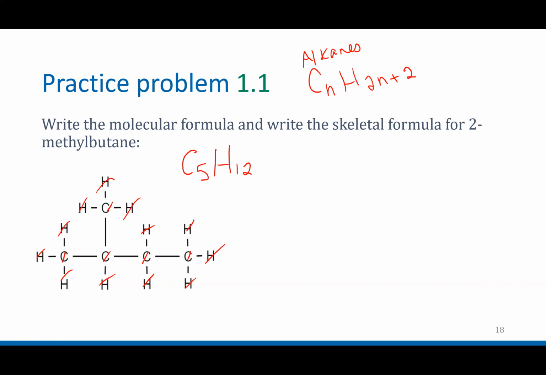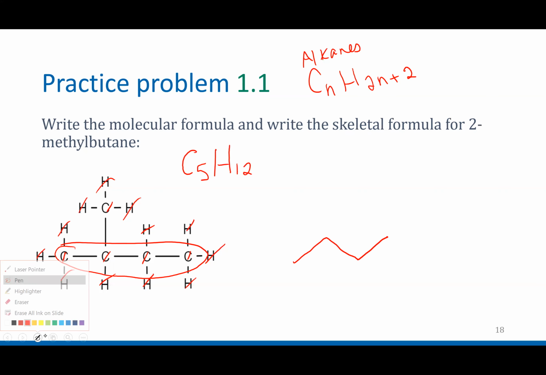So what I'm going to do is draw the 4 of these together. 1, 2, 3, oops, I think I just did 4. I went too far, sorry. 1, 2, 3, 4. There's 4. Let me pick a different color here. So 1, 2, 3, 4. Okay, and notice on the second carbon, I have a little branch sticking up from it.